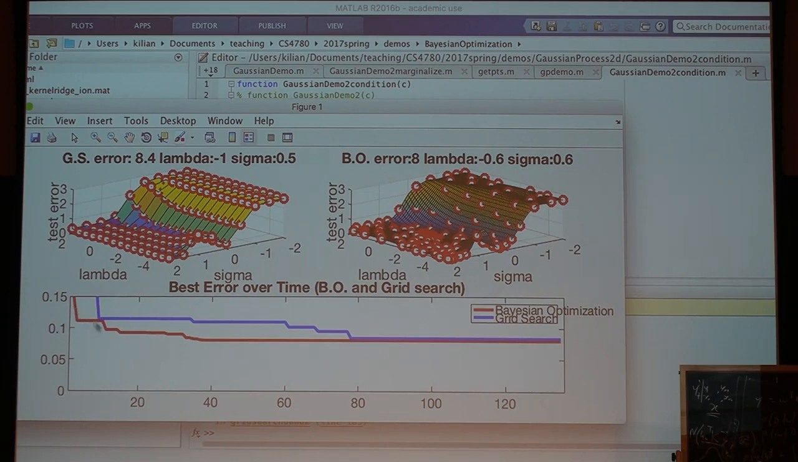And Gaussian process regression very quickly arrived at the best algorithm, at the best setting, after maybe 35 iterations, whereas only after 80 iterations did the grid search get there. So that was twice as long. Any questions about this?